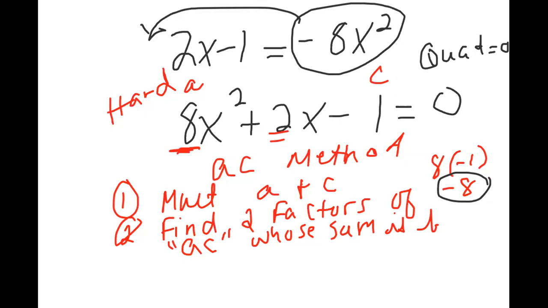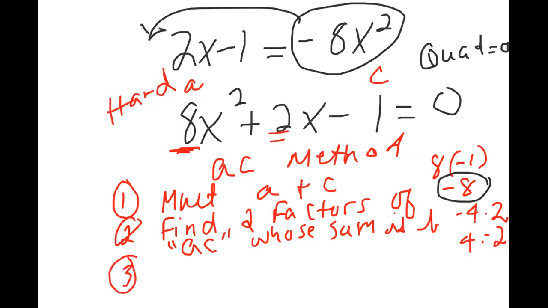Think about numbers that multiply to give you a negative 8, guys. So you have a negative 4 times positive 2, or you have positive 4 times negative 2. So the 2 that would work would be the positive 4 and the negative 2, okay? So hold on to that thought. Here comes step number 3.